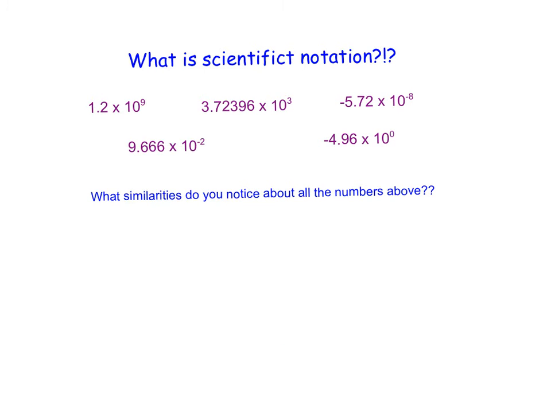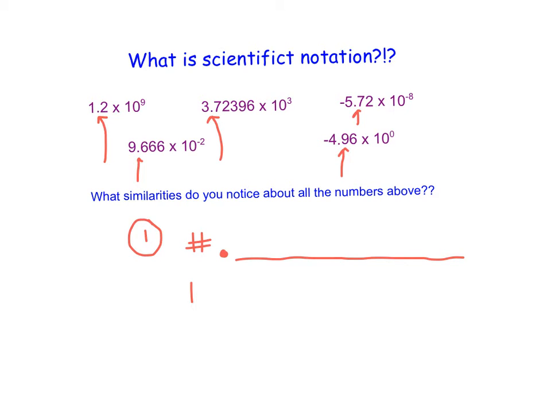Now, hopefully you've seen scientific notation before, but if you haven't, all of the numbers written on the screen are currently written in scientific notation. And I want you to recognize a couple of the similarities that they have. First, what you'll notice with all of these is that it always goes number, decimal point, and then the rest of the digits. So you'll notice that here it's 1 decimal point, 9 decimal point, 3 decimal point, -5 decimal point, -4 decimal point. So there's always exactly one number before your decimal point.